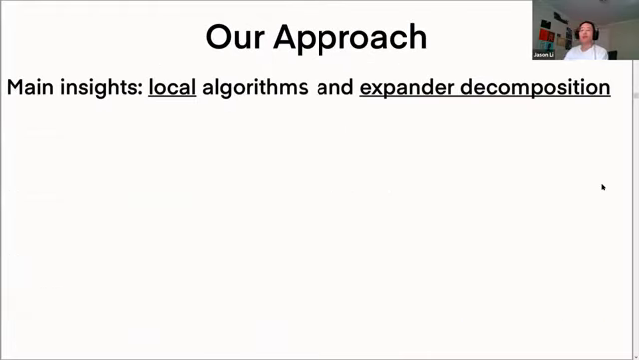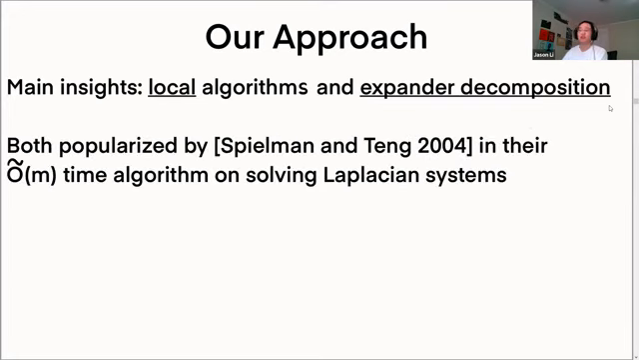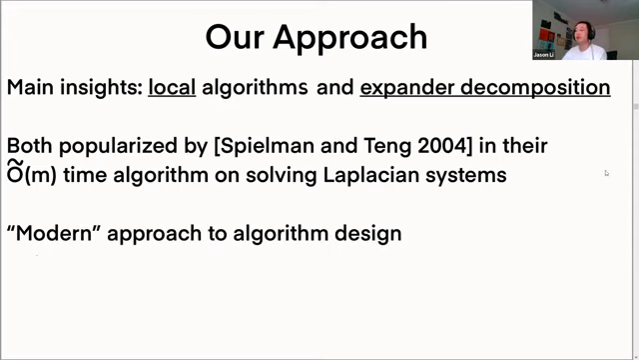So our approach is based on two simple ideas that are more prevalent in modern algorithm design. The two basic pieces are we design a local algorithm for the min cut problem, and we apply expander decompositions on our input graph. These techniques have seen a lot of action recently. They were initially popularized by Spielman and Teng in their near linear time algorithm for solving Laplacian systems on graphs. So you can think of this as a more modern approach to algorithm design. These are more modern ideas that were not known 20, 30 years ago.